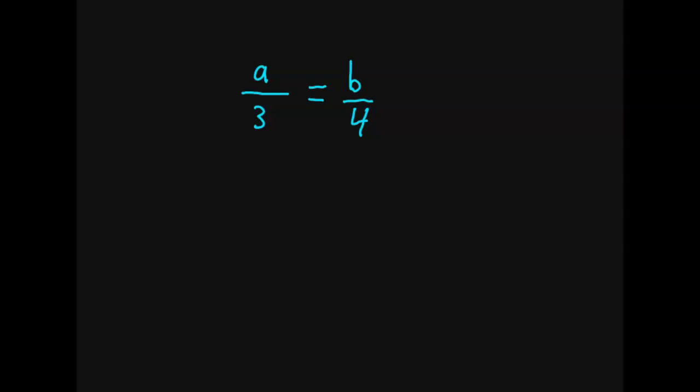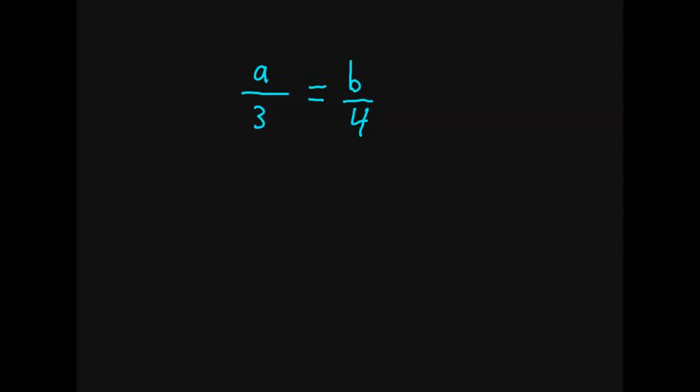Alright guys, in this video we're going to talk about cross multiplication and why you should never ever use it. So we'll start off with this. We have a over 3 equals b over 4. And here's what I'm going to do. I'm going to stay calm. I'm going to figure out what I can multiply both sides by that'll cancel out these 3's and 4's.